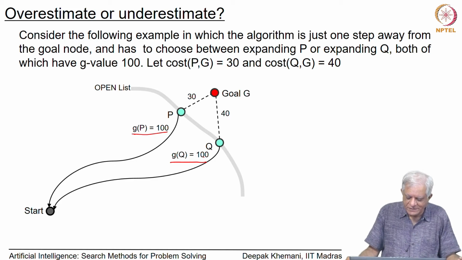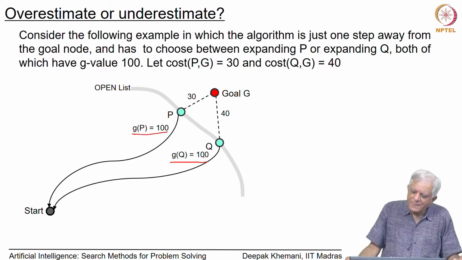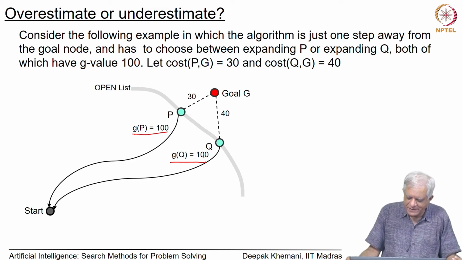30 and 40 respectively. So, you can see that the shortest path to the goal is via P, because the total cost of that path would be 100, which is the cost of reaching P, plus 30, which is the cost of going from P to G. The other path, which goes via Q, has a cost of 140, 100 plus 40, as shown here.